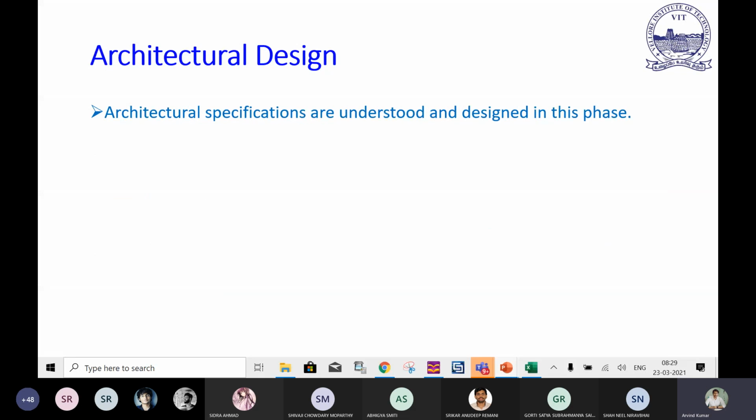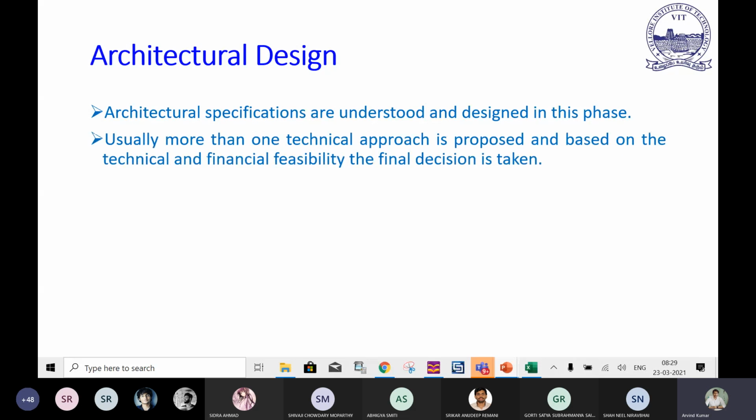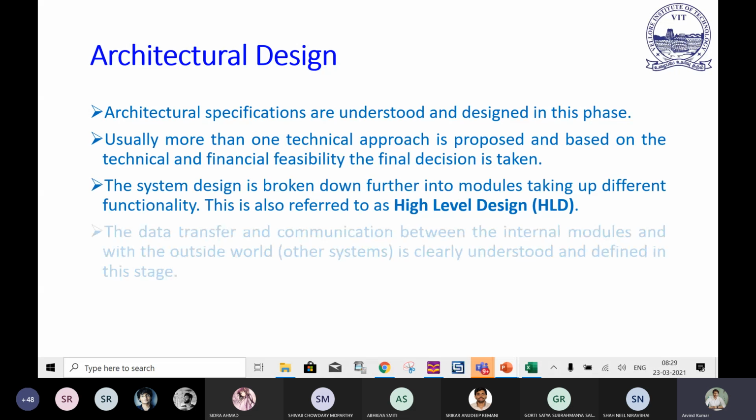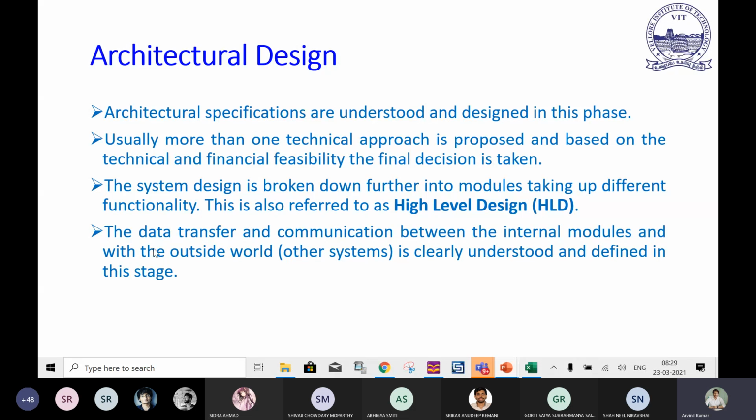Few steps, one new portion is here. In this system design, the model is broken into a few modules taking up different functionalities, and sometimes it's called high level design also. So separate teams will work on different modules. Data transfer and communication between the internal modules and the outside world is clearly understood and defined in this stage.